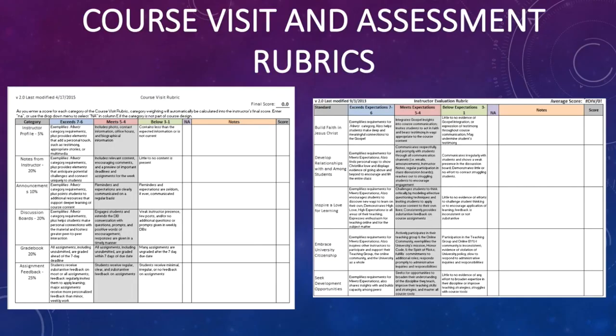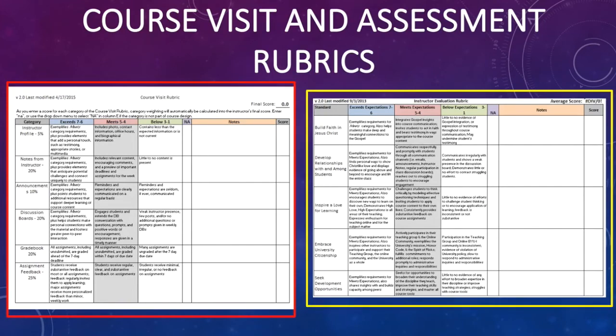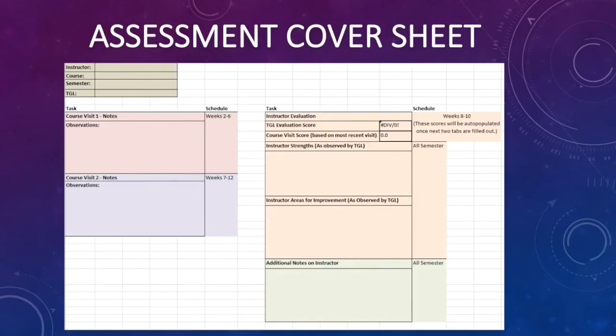In closing, we want to share a few visual logistics about completing the instructor assessment form. Your form contains copies of the course visit rubric and the instructor assessment form, as well as a cover sheet for each instructor. On the cover sheet, rubric scores are combined for a final summative assessment of the instructor's teaching performance. Make sure you fill in the boxes for weaknesses and strengths, as well as including any notes you have in the additional notes box.